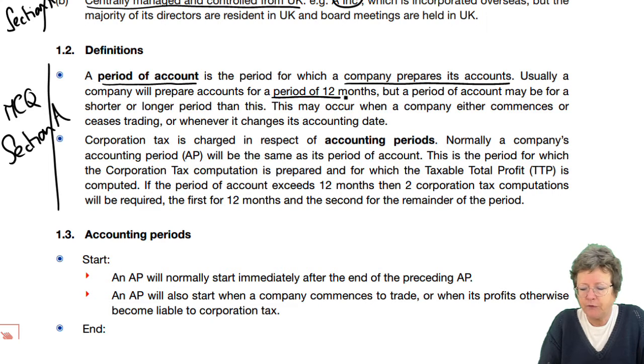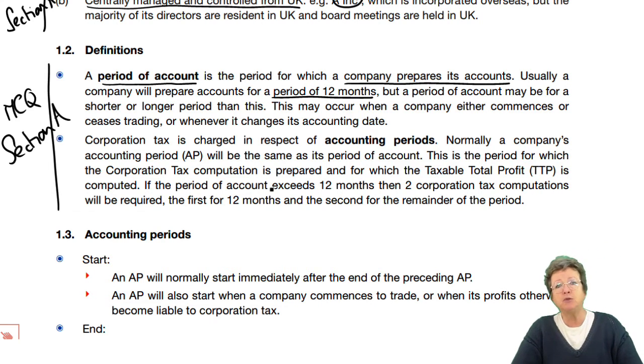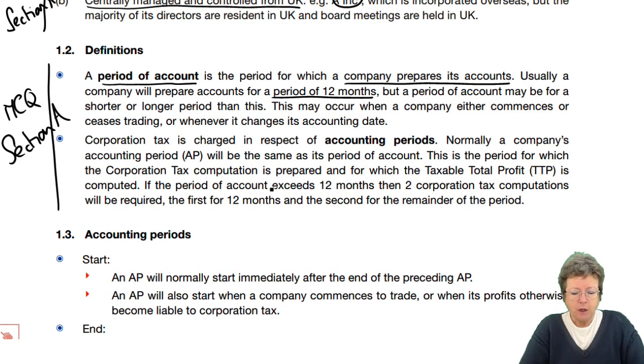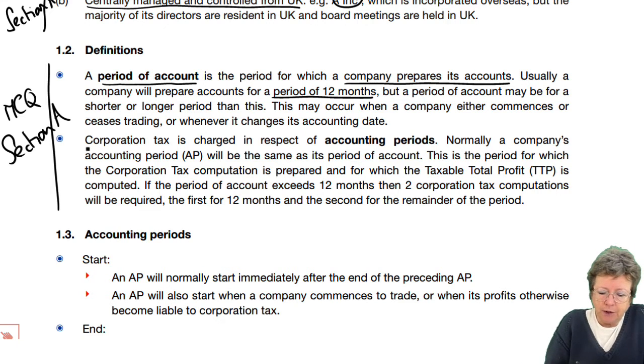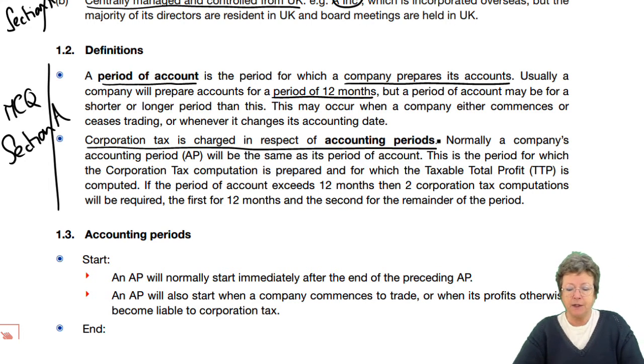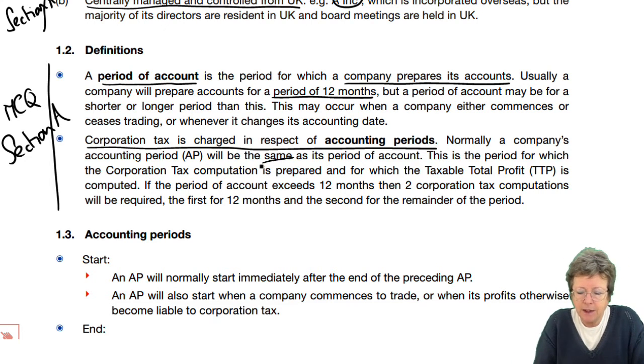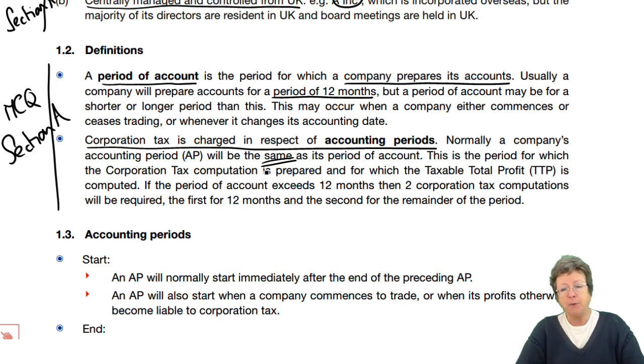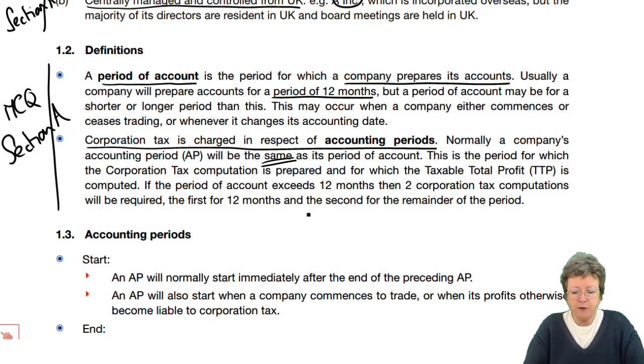Now it's usually 12 months long, but it may be shorter or longer. It usually starts when the company starts to trade, and it ends when the company has reached 12 months or they cease to trade. Now, corporation tax is chargeable on accounting periods. So a company's accounting period is normally the same as its period of account, but, and there is a but to this rule, this is the but to the rule.